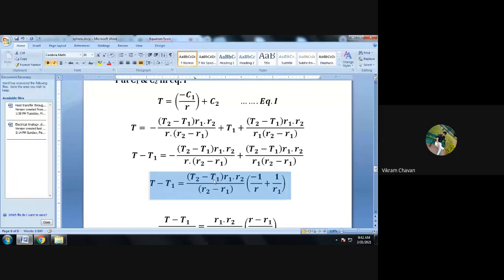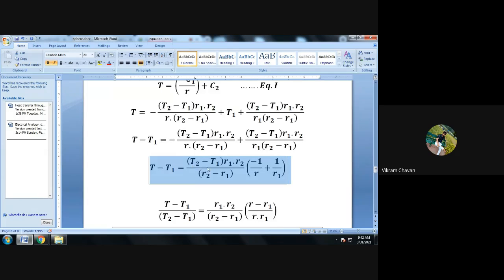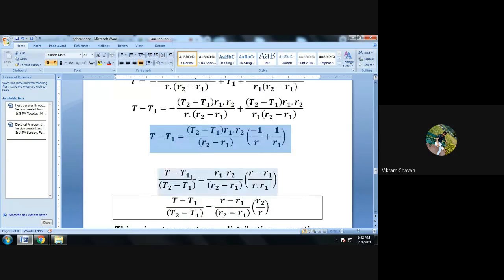Further, we have to shift this T2 minus T1 to the other side, and for the bracket term we have to perform the cross multiplication. So after shifting the temperature terms to one side, we get the equation T minus T1 divided by T2 minus T1 is equal to, from outside the bracket, R1 multiplied by R2 divided by R2 minus R1.